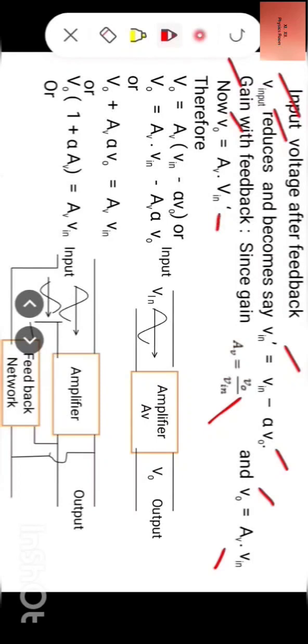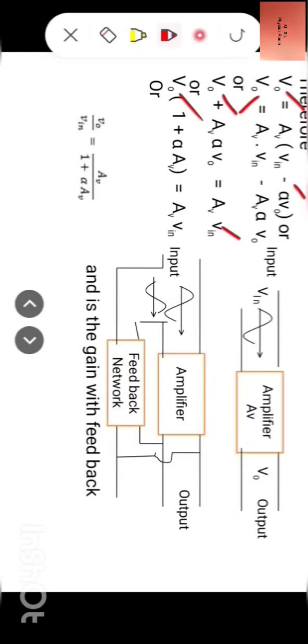Therefore, from here we can have V output. Now substituting the value of V input dash, we have V output is equal to AV into V input minus alpha VO. From here we open the bracket and we get VO equal to AV into V input minus AV into alpha VO. Now shifting AV alpha VO to the left hand side, we get V output plus AV alpha VO is equal to AV into V input. Now taking out VO common, we get VO into 1 plus alpha AV is equal to AV into V input.